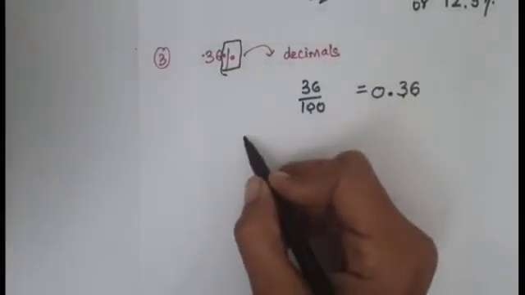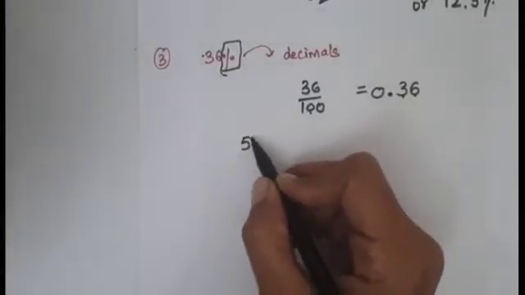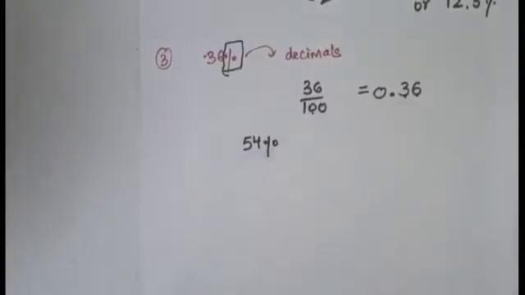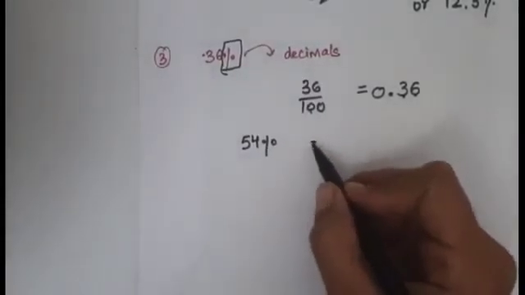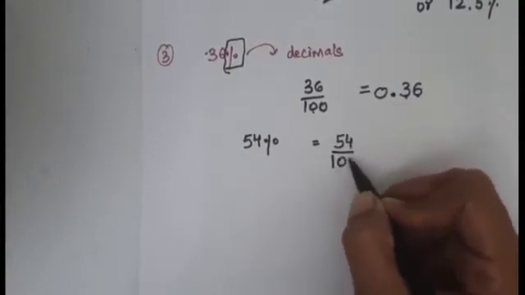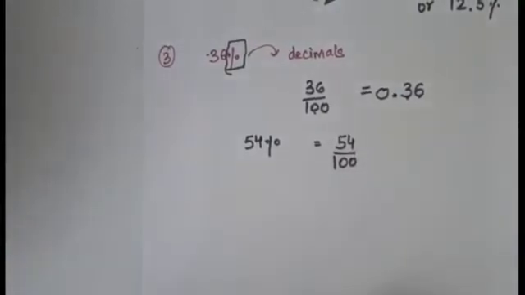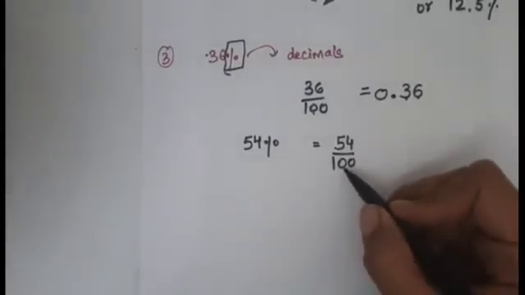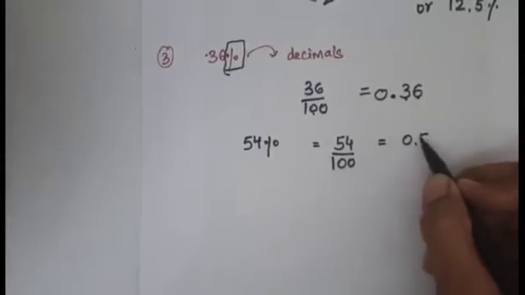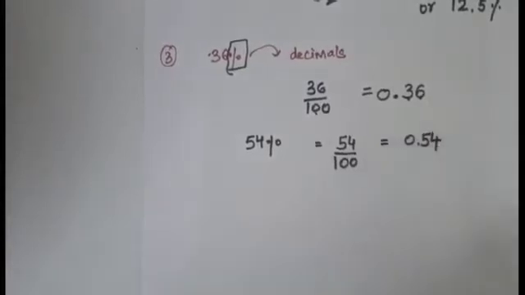Suppose we have to convert 54% to decimal. Again, we can write it as 54 upon 100. How many zeros? 2 zeros. So, you can easily write this in the decimal form.